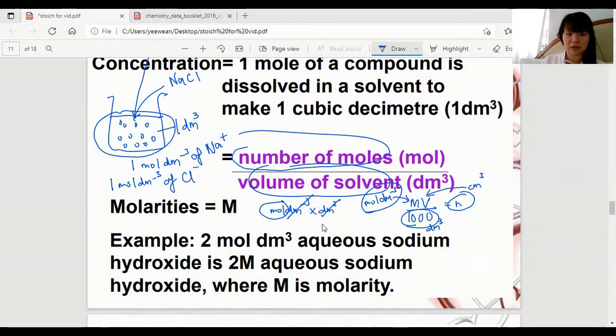Instead of calling it concentration, we can also call mole per dm³ molarity. This mole per dm³ is actually equivalent to this big M here. So 2 mole per dm³ of aqueous sodium hydroxide is also 2M, that's the concentration unit of aqueous sodium hydroxide. So that M actually means molarity, which is a way to present concentration.